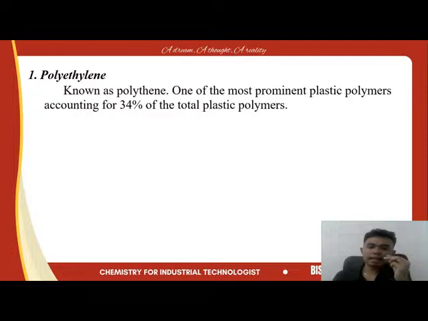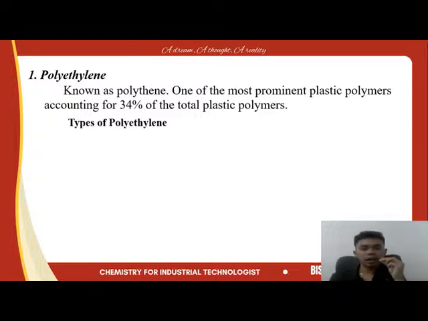It's a lightweight and durable thermoplastic with a crystalline structure and a general chemical formula of C2H4 times n. Its properties include high ductility, high impact strength, and great chemical resistance. All right, so I have here the different types of polyethylene or polythene.